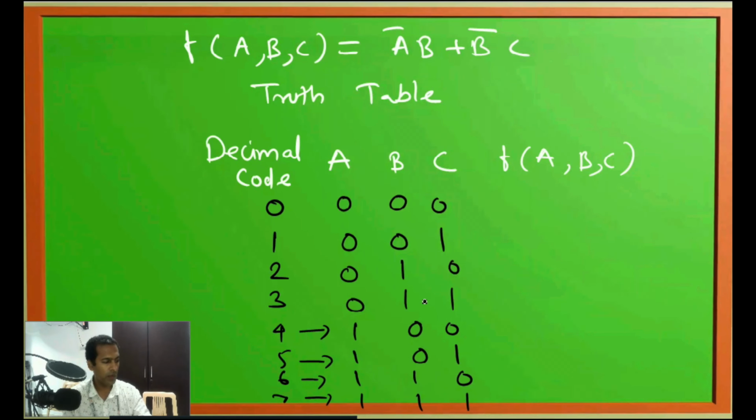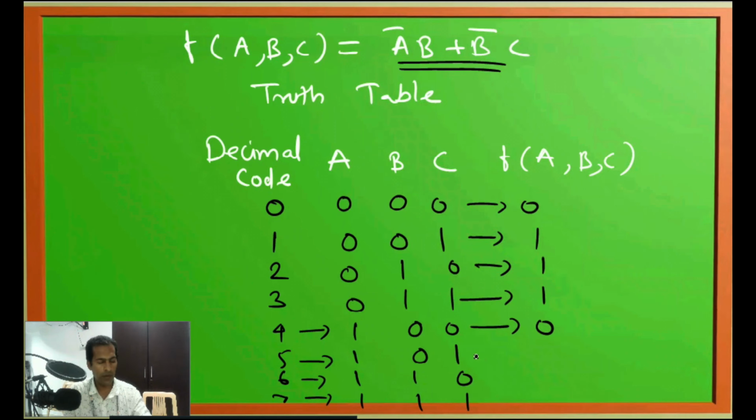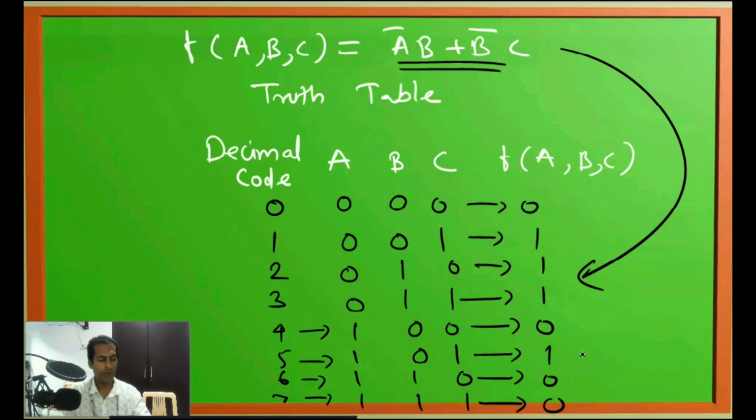And what will be the corresponding output based on our function? We can list out here the final output. Here we can list out, say it will be 0, 1, 1, 1. Here we will get 0. Here we will get 1, 0, 0. So like this we represent in the truth table form.